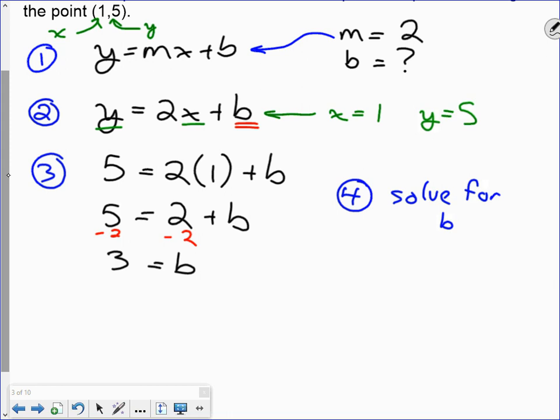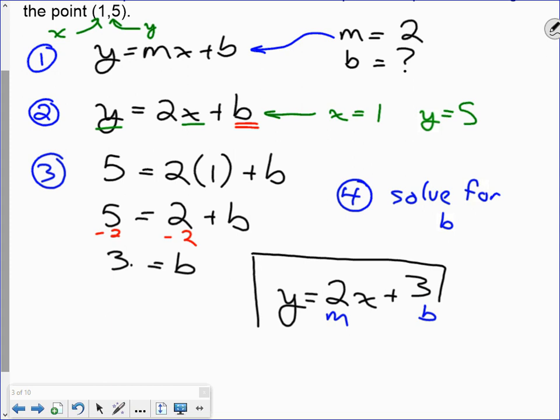So I can write my final equation down here. y equals mx plus b, just putting in, well, I didn't want to write that. I want to do this. Okay? Just putting in my value for m, which is 2, and my value for b, which is 3. So there's my equation. y equals 2x plus 3. And I'm going to put a box around it to indicate that that's my final answer.